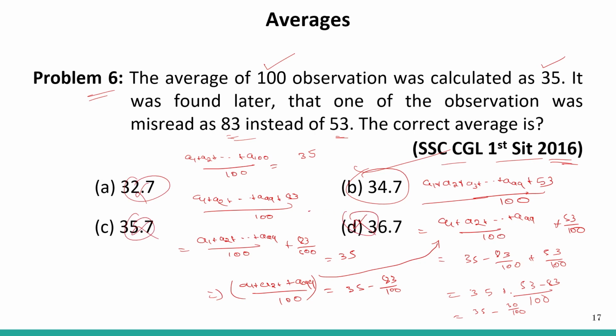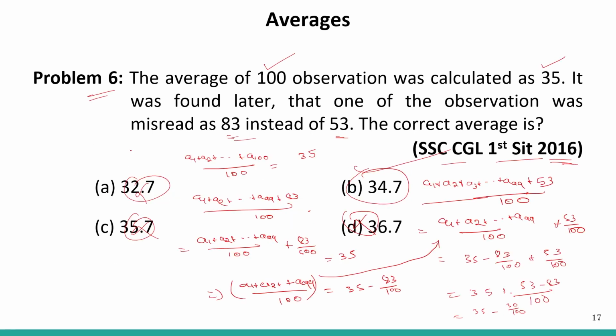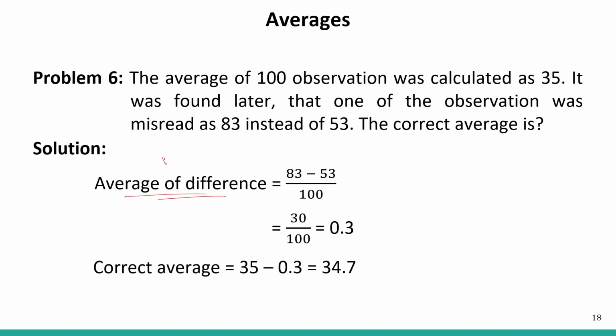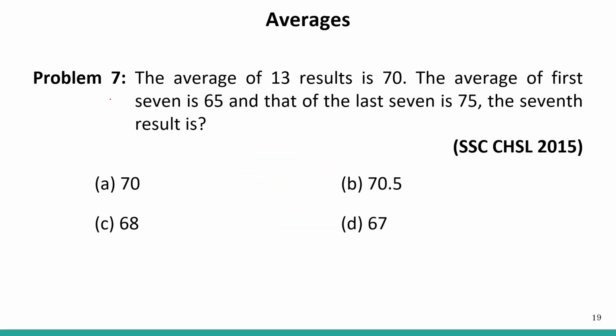So let's go forward with the step-by-step solution. So average of difference. So this has been done in method 1. We have also previously done it in this method. So this is method 2. This is the formula method. So average of difference is equal to 83 minus 53 by 100. So it will be 30 by 100 is equal to 0.3. So correct average will be 35 minus 0.3 is equal to 34.7. That is the option number B we have told here. So this is the correct answer. These are all wrong answers. 36.7, 35.7, 32.7.